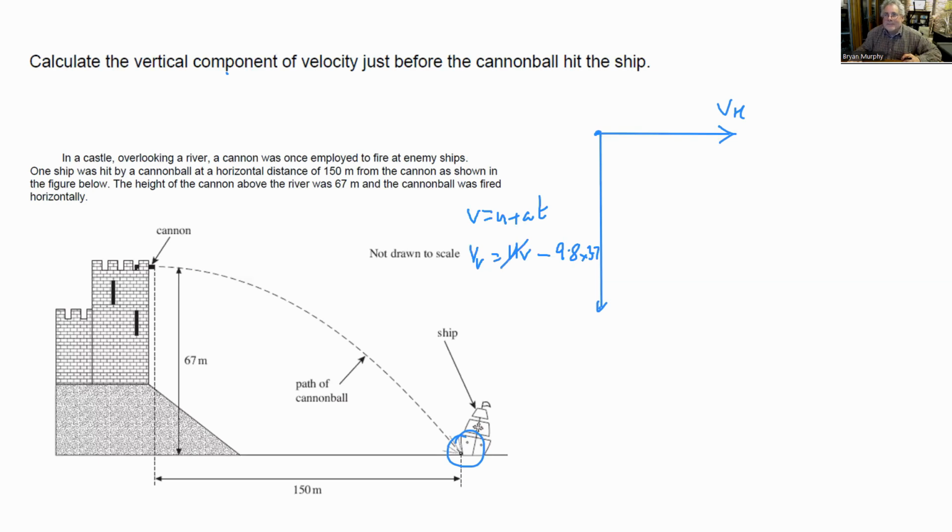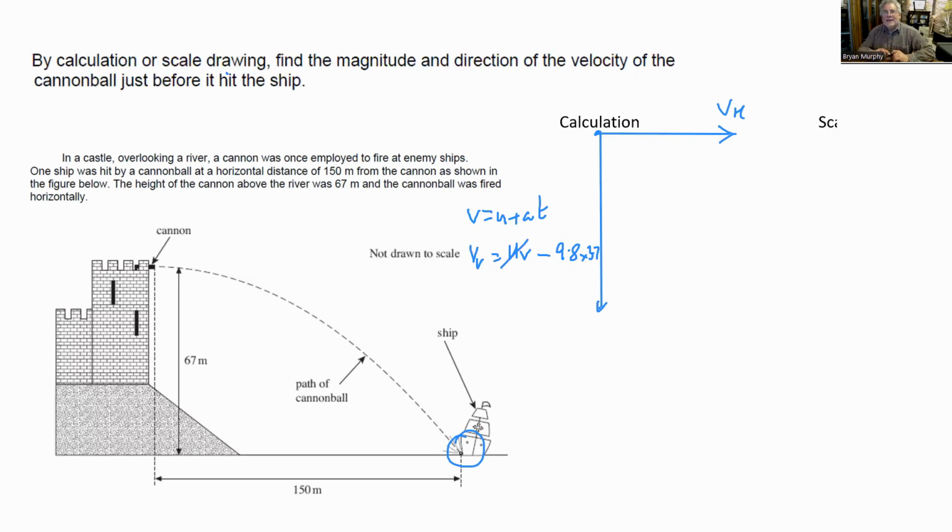Right. The last question is that. By calculation or scale drawing. Okay. So I'm going to do both. So we've got both values like this. Boom. So that is our thing there.